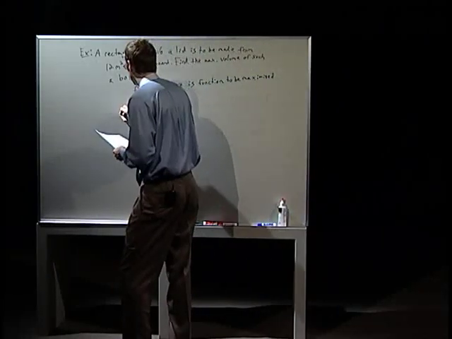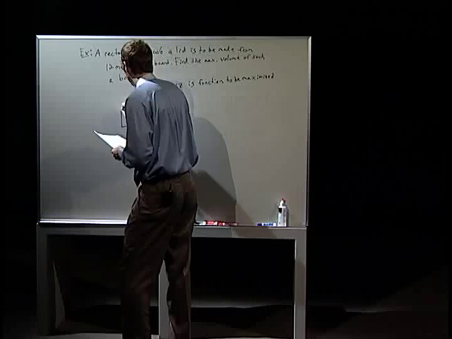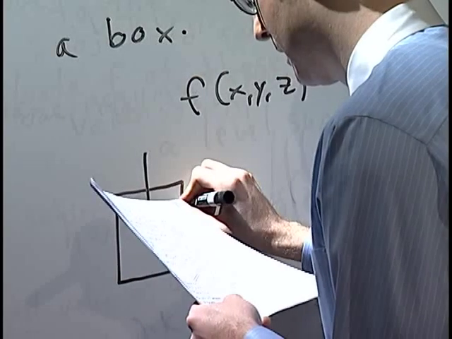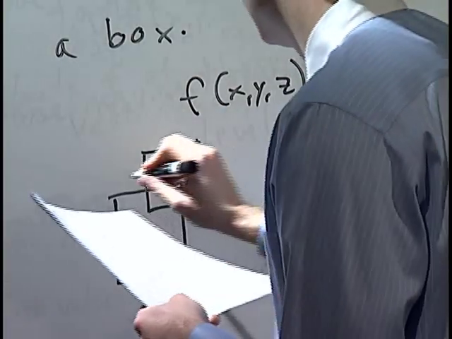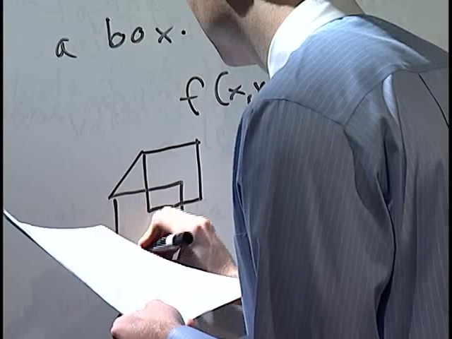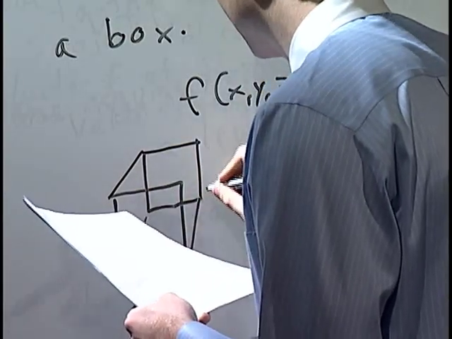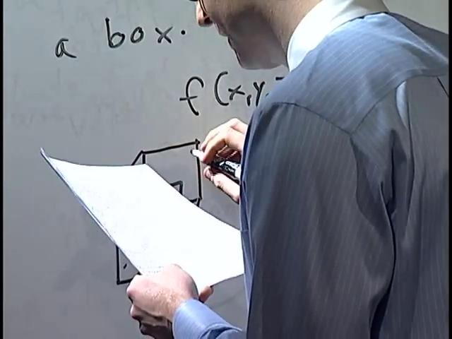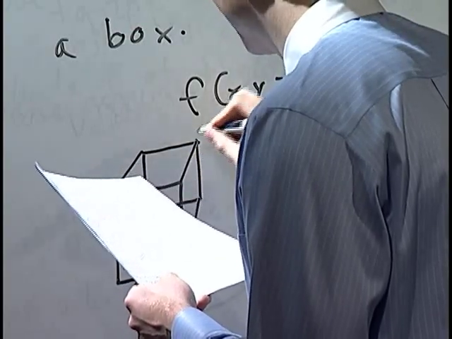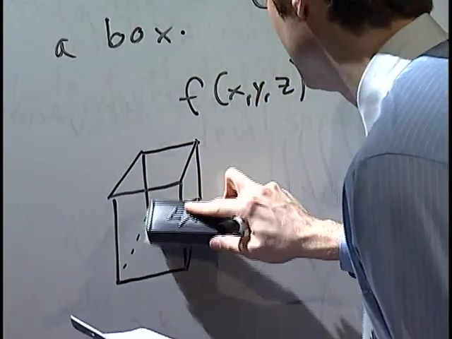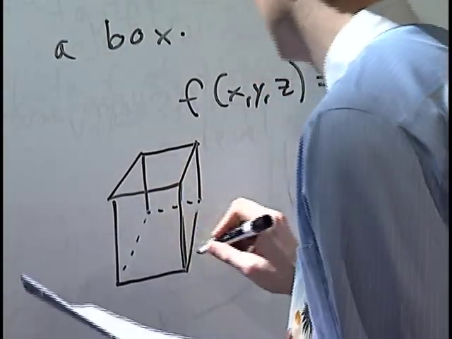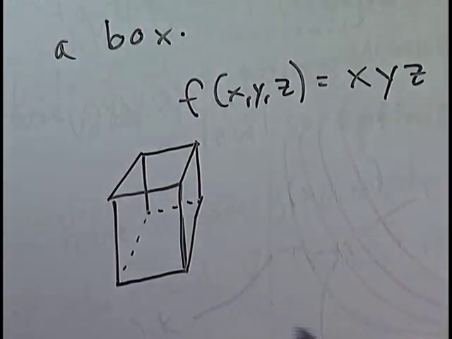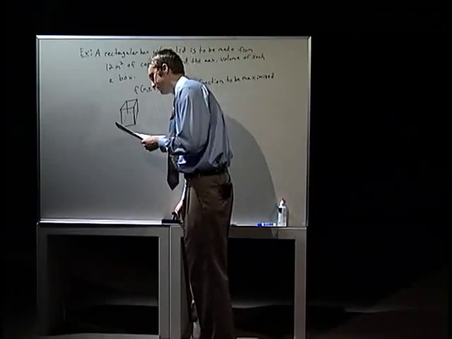Well, let me draw a picture. So that's a solid line, and that's solid, and that is solid there, and I guess maybe the back of this should be dashed too, shouldn't it? There we go, right? Okay, so there is your rectangular solid, your box.